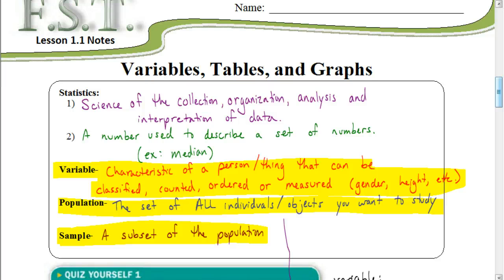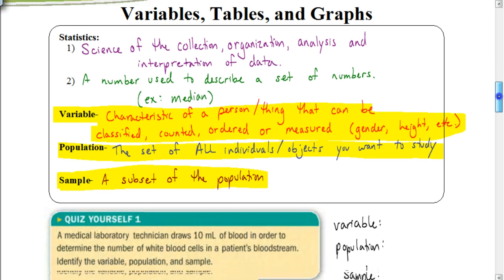Now in this particular section, it's going to be important to know these three specific terms. A variable is a characteristic of a person or thing that can be classified, counted, ordered, or measured. Those would be things like a person's gender, their height, their age, their weight. Those are all things that would be measurable. A population then is the set of all individuals or objects that you want to study. And the key there is that it is all of the individuals or objects.